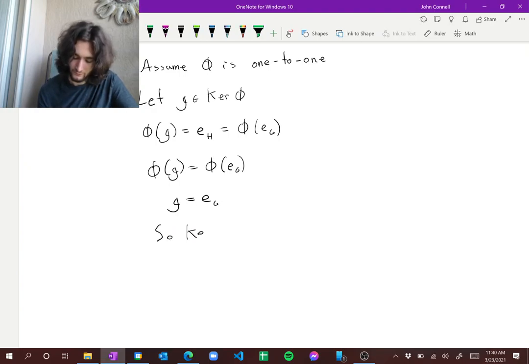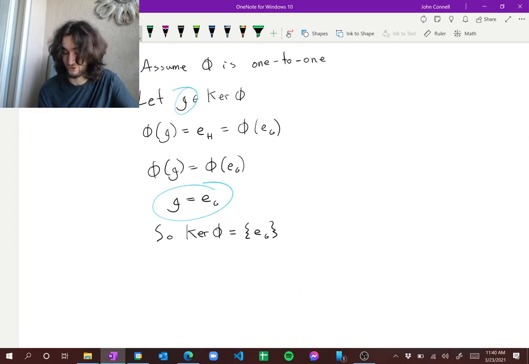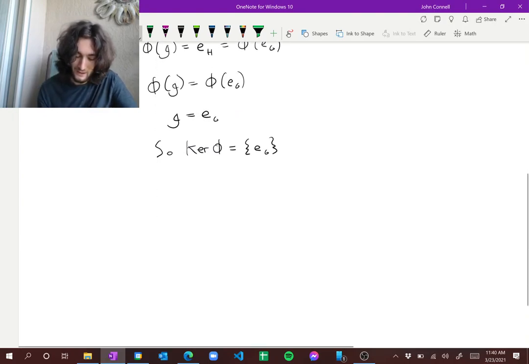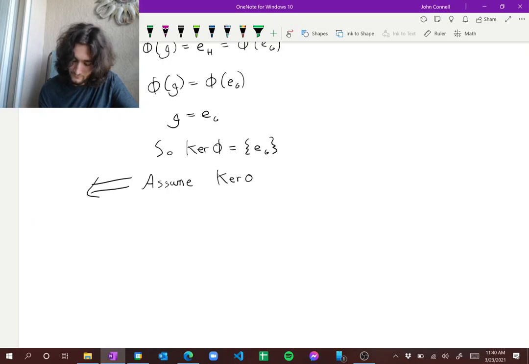So the kernel is only the identity. There's nothing else, because if there was something else, well, it actually is equal to the identity. That's the only thing that's there. Okay, now let's go the other way. Let's go the other direction. Assume that the kernel is trivial.